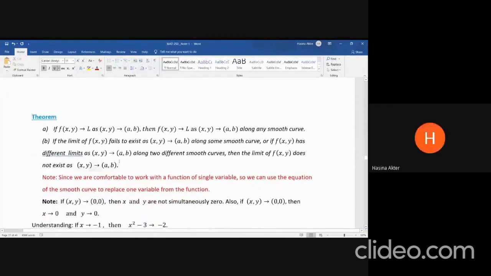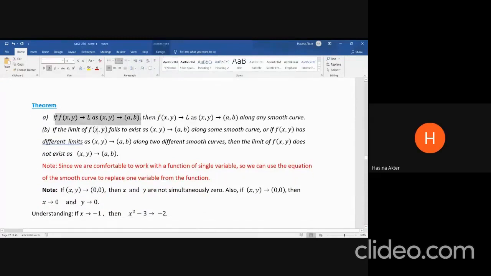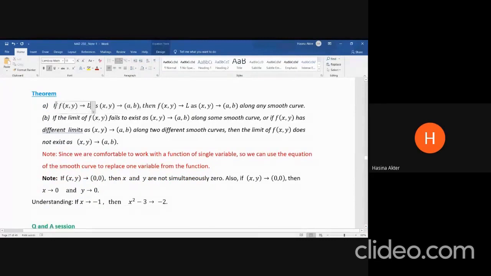Now these are the generalizations of the limits. If the limit is L as xy approaches AB, then the limit will be L for each direction. Otherwise, the limit doesn't exist. That is what is said in the first line. If the limit is L as xy approaches AB, then the limit will be L for all directions. The limit will be L as xy approaches AB along any smooth curve. By along any smooth curve, each curve denotes a direction.